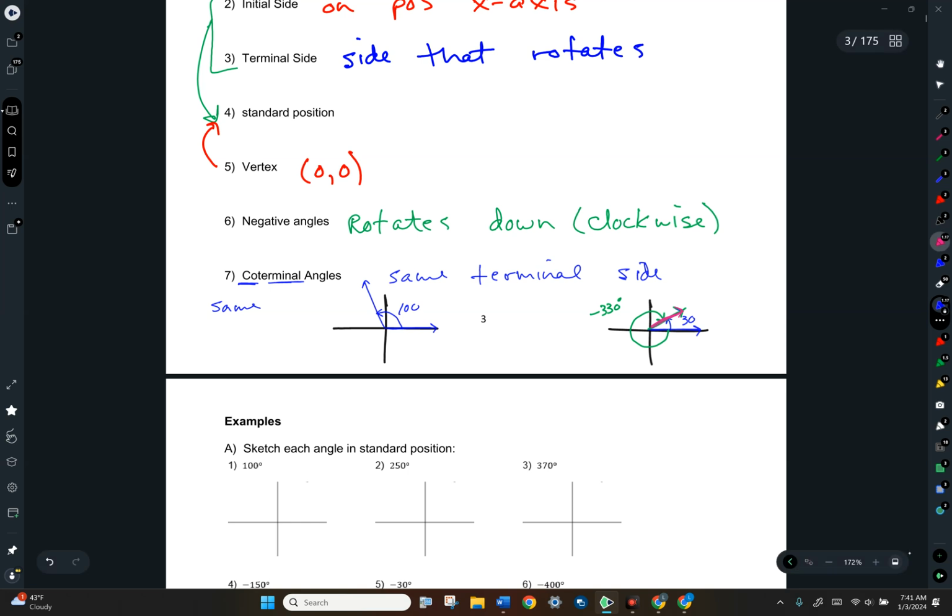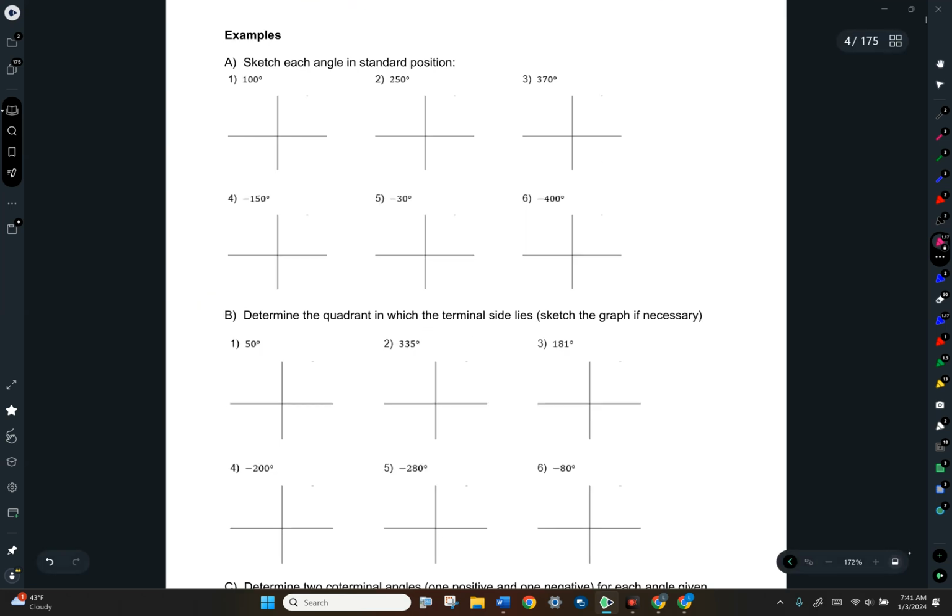Well, let's say I have another angle, and it's not going to go in a negative direction, but it still starts right here. But let's say my side rotates all the way around, so now I'm at 360, and then I go another 100, so now I'm at a total of 460. So a 100-degree angle and a 460-degree angle both land at that same place as this terminal side, and we would say a 460 and a 100 are coterminal angles.